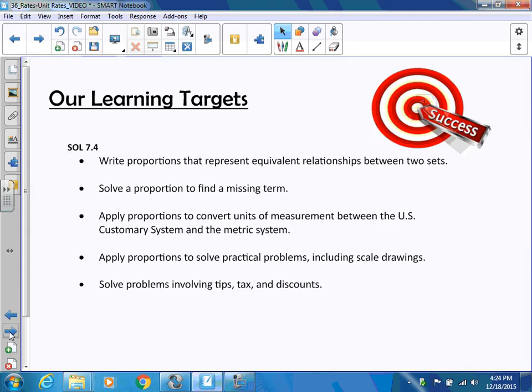Our learning targets, I put a whole bunch of them here. We're doing the preliminary stuff today. We're working on vocabulary, but then we're going to be working on how to write proportions that represent equivalent relationships, how to solve proportions to find a missing term, how to apply proportions to convert between units of measurement, and then how to apply proportions to solve practical problems like scale drawings. So if you've ever seen an architect, they draw blueprints to build big, huge things because they can't draw things that big. And then how to solve problems involving tips, tax, discounts, because I know you guys all like to shop and you all probably love discounts, going and getting sale price on items.